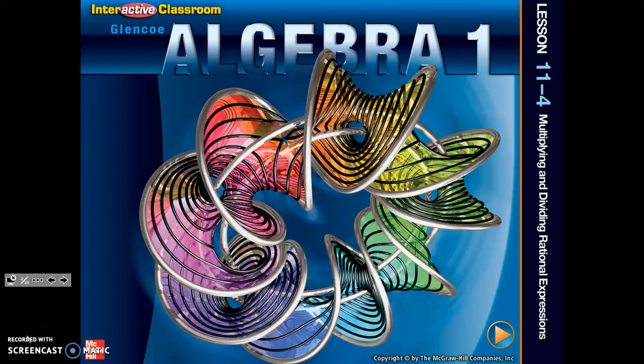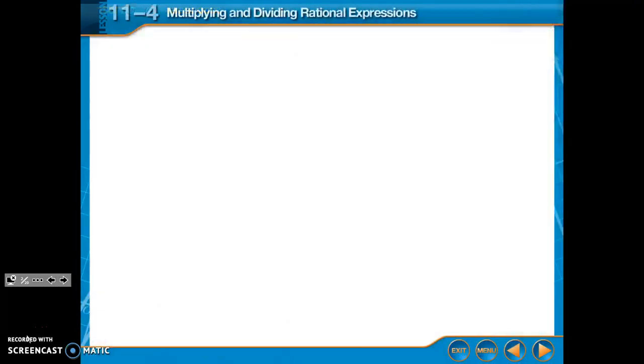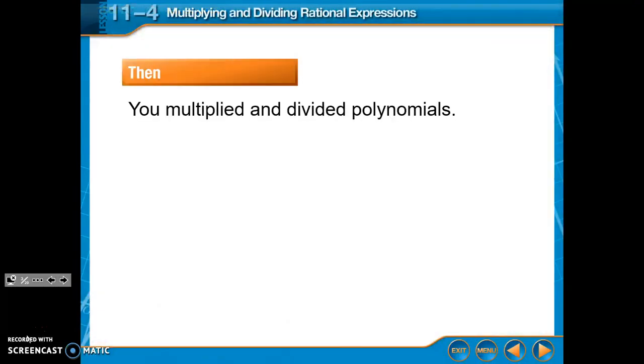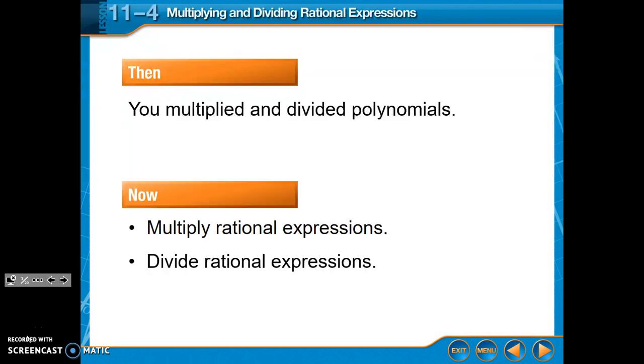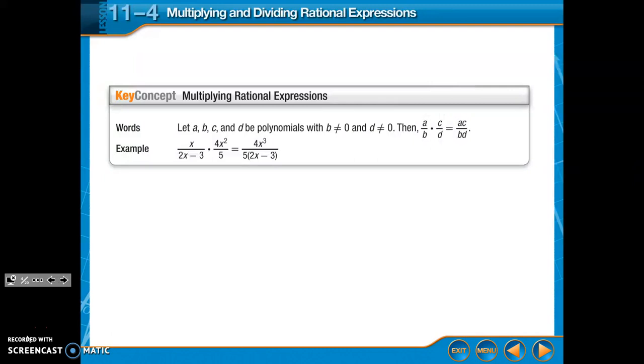Lesson 11.4 is on multiplying and dividing rational expressions. In this video, you will be able to multiply rational expressions and divide rational expressions. And this is building off of when you multiply and divide polynomials.